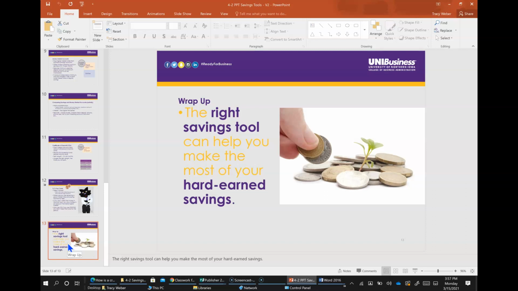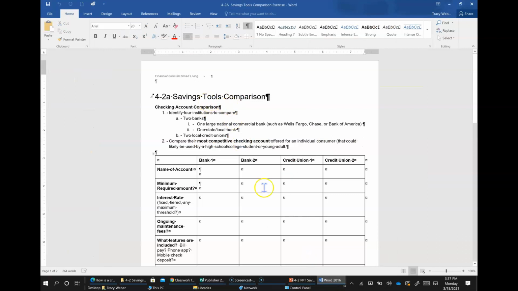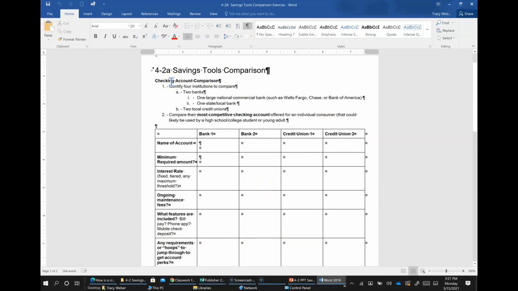So let's go ahead and take a look at the 4-2 savings tools comparison exercise. And that's here. You can use the PowerPoint to help you, but you're going to compare checking accounts. Identify 4 institutions to compare: 2 banks, 1 large national commercial bank like Wells Fargo, Chase, or Bank of America, and 1 state or local bank. And then you're going to compare 2 credit unions. Compare their most competitive checking account offered for an individual consumer that could likely be used by a high school or college student or young adult.